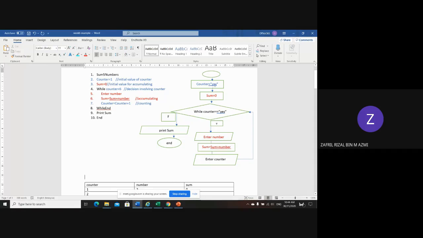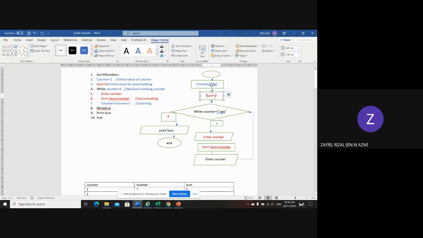So counter equal to yes, sum equal to 0. For accumulate, we didn't change, right? Accumulate is this value. So counter equal to yes. Is it correct? Yes, true. Enter number, so calculate accumulate number. And then enter counter. This should be followed by the question.